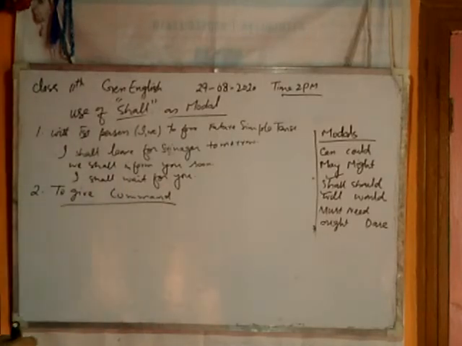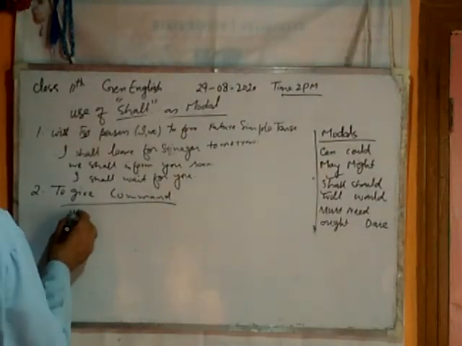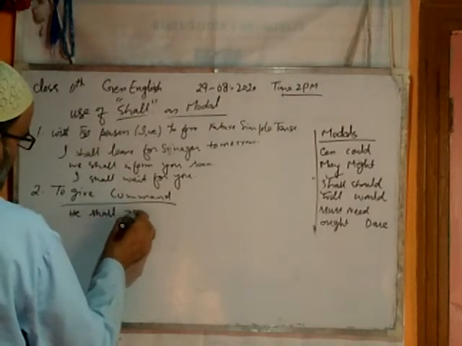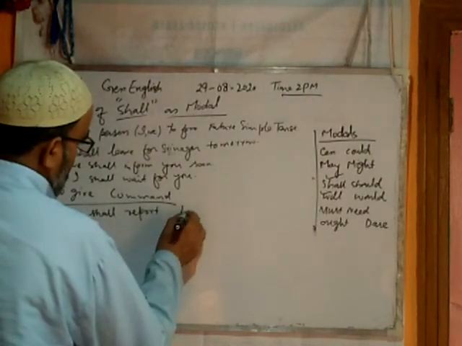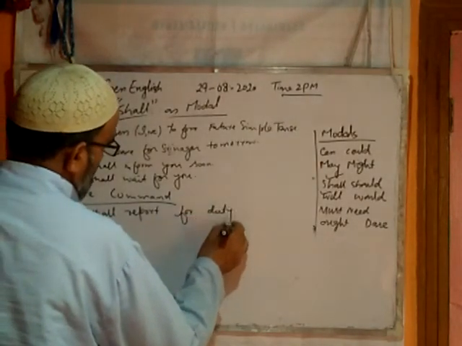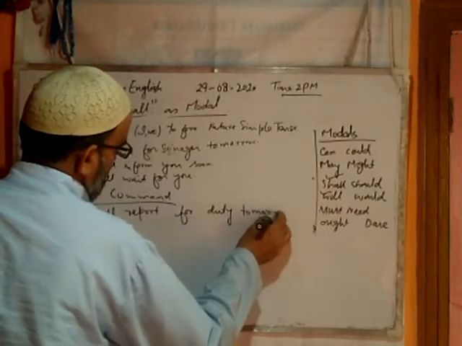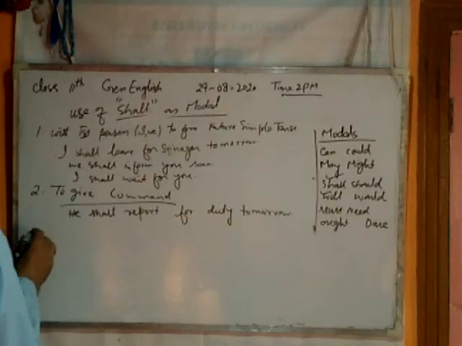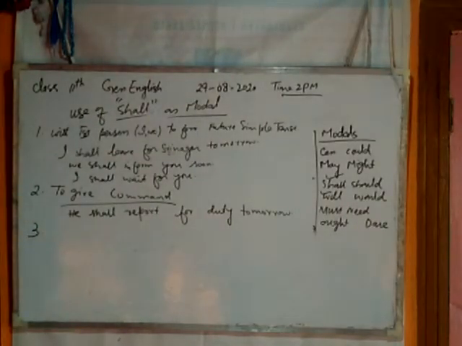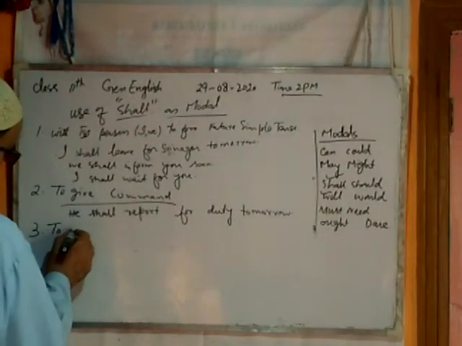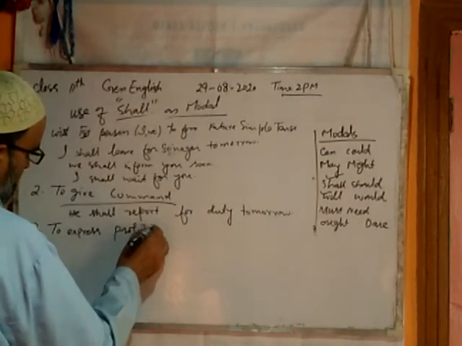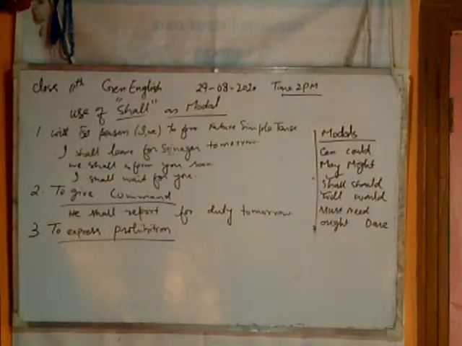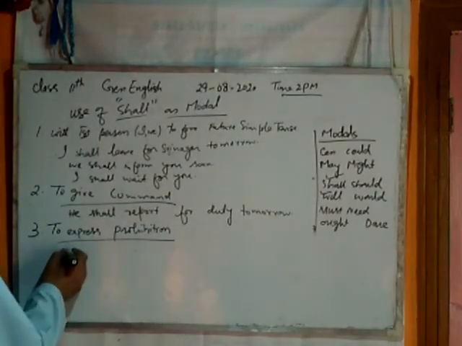हुक्म देने के लिए. For example, he shall report for duty tomorrow, ये कमांड है। थर्ड यानी तीसरा जो इसका इस्तेमाल है, तो एक्सप्रेस प्रोहिबिशन यानी ममानियत का इजहार। You shall not touch these flowers.